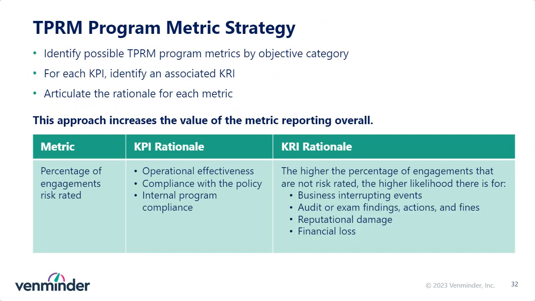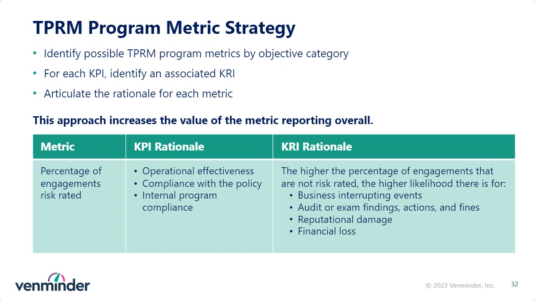Now, in the past, when I've been developing program metrics, I had a little nifty trick that I want to share with you. For every KPI, train, identify, and associated KRI. We want to be able to articulate the rationale for each metric, right? So if the metric is percentage of engagements that are risk rated, well, from an operational perspective, that KPI rationale is going to be, oh, we can show that we're operating effectively, we're complying with the policy, and that we have good program compliance.